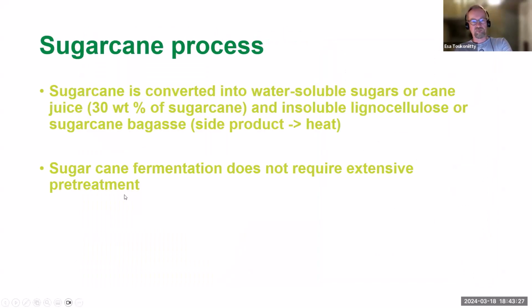And sugarcane juice contains roughly 30% of that sugar and some insoluble lignocellulose. So this sugarcane juice doesn't require extensive pre-treatment because there are already these free sugar monomers that the yeast can digest easily.